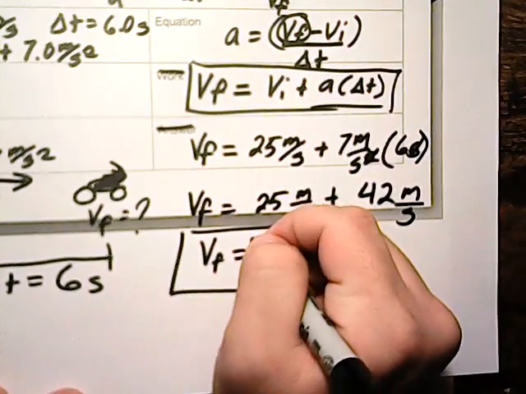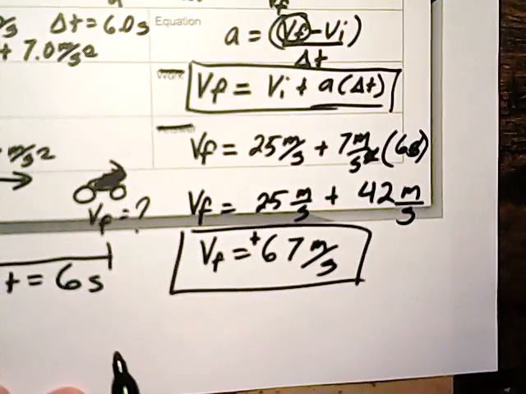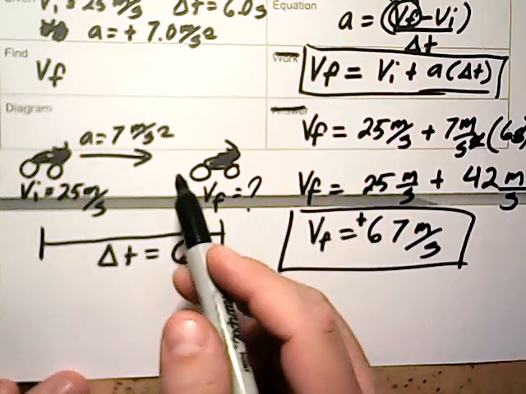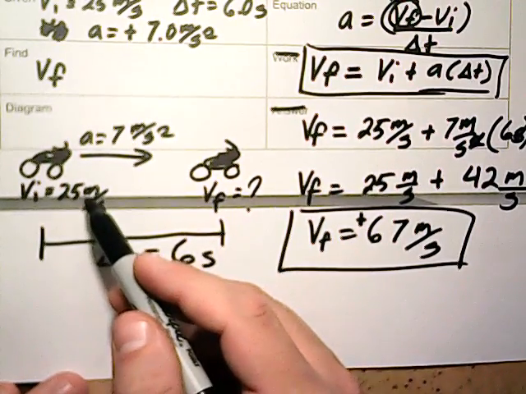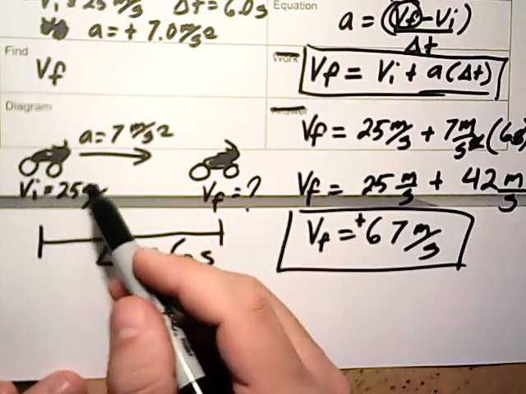We know it's positive because it's going forward. And if we look at our problem, we knew it was accelerating so that our final velocity should be higher than our initial. So the final 67 is higher than our initial.